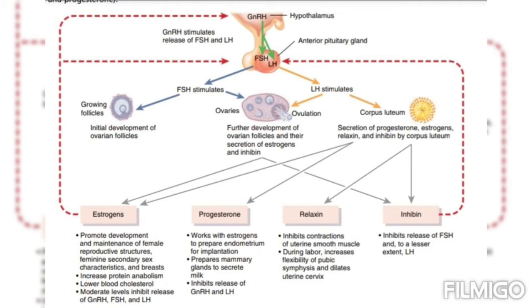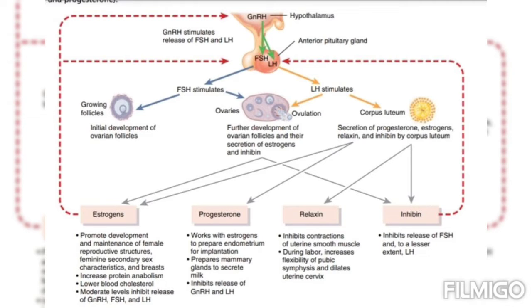Moderate levels of estrogens in the blood will inhibit both the release of GnRH by the hypothalamus and the secretion of LH and FSH by the anterior pituitary. And coming to the second hormone, that is progesterone. Progesterone is secreted mainly by the cells of the corpus luteum, and it cooperates with estrogens to prepare and maintain the endometrium for the implantation of a fertilized ovum and to prepare the mammary glands for milk secretion.